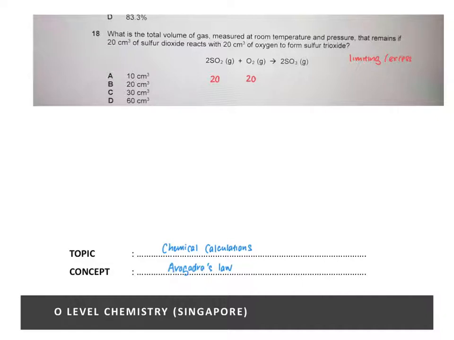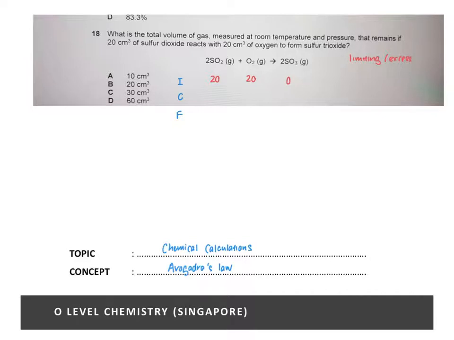Now for questions like this, in higher levels we teach an approach called the initial change final approach. What it means is this: initially you have 20 cm³ of sulfur dioxide, 20 cm³ of oxygen, and you don't have any sulfur trioxide before any reaction. Alright, next we need to find out the change.